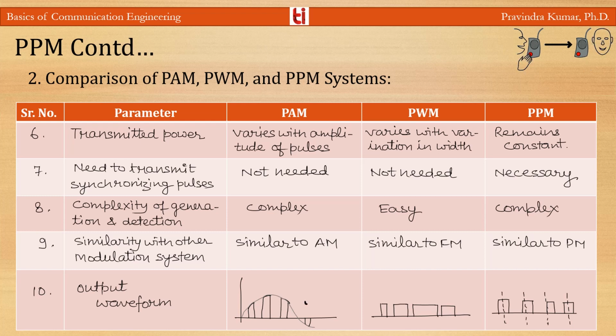And if we talk about the waveform, you can see on your screen the waveform of PAM, where the amplitude of the pulses is varying in accordance with the modulating signal x(t). Here, in PWM, the width of the pulses is changed in accordance with the modulating signal, and in pulse position modulation the position of the pulse from the reference line is changed in accordance with the amplitude of the modulating signal.